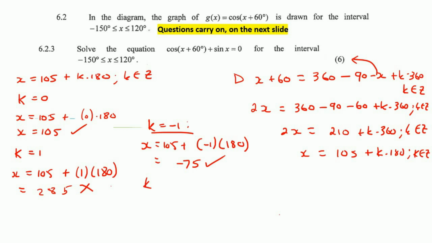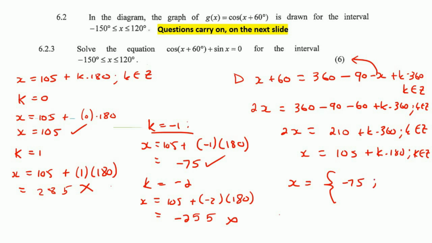Then we can go k equals minus 2, and let's see. I think this one won't work, but let's try. Okay, and you get minus 255, which is way too big. That is outside of this range, or interval, or domain. Okay, so we can say no. So what are the correct answers then? The final answer is going to be x equals, then we open up these funny brackets, and we can just say minus 75, and then 105.